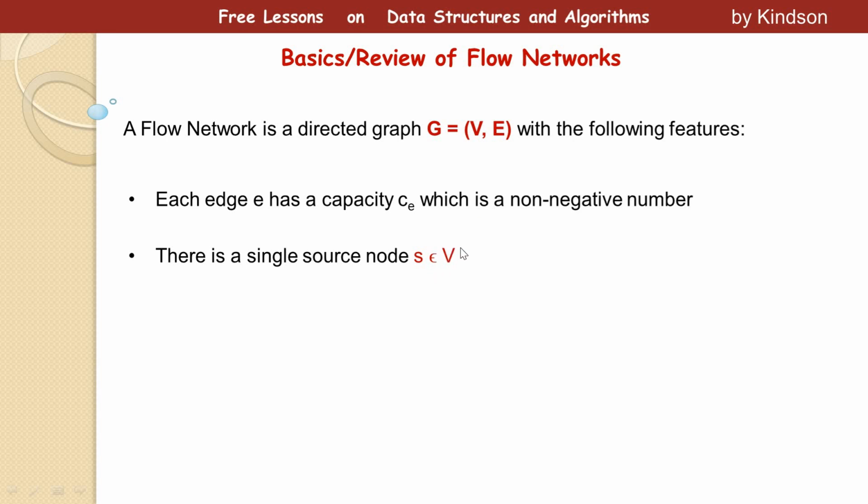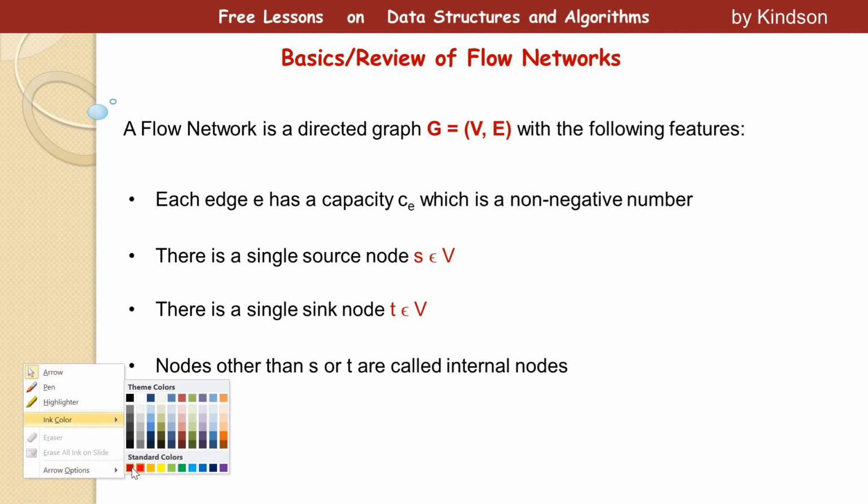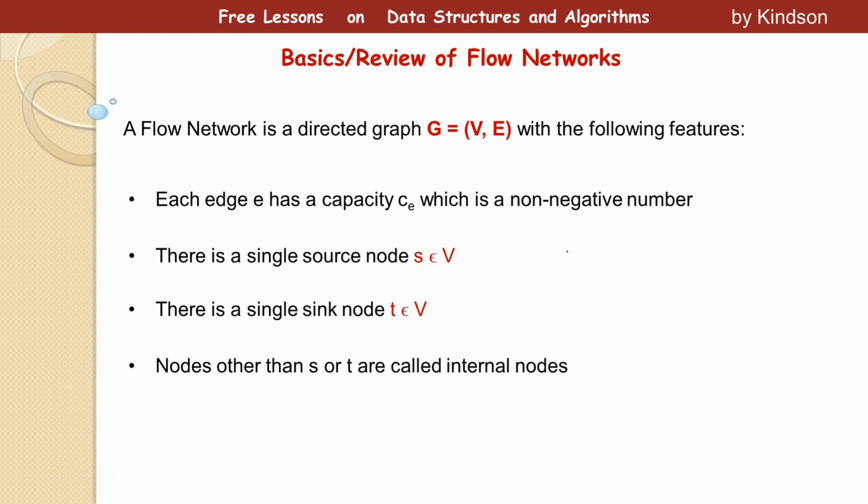which belongs to the set of vertices. There is a single sink T, which belongs to the set of vertices as well. So S and T, the source and sink, are part of the set of vertices. Nodes that are not S and T are called the internal nodes. Let me take my pen so that I can illustrate a few of these.